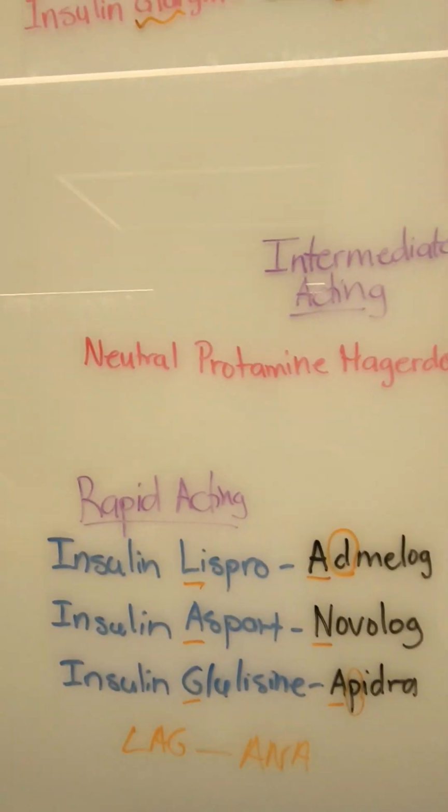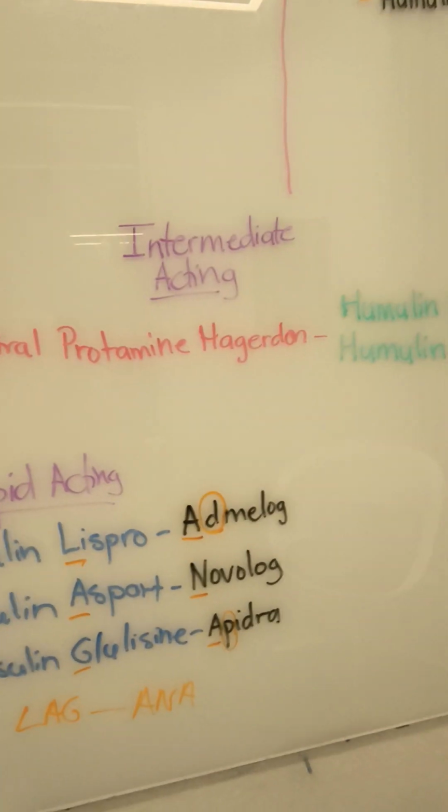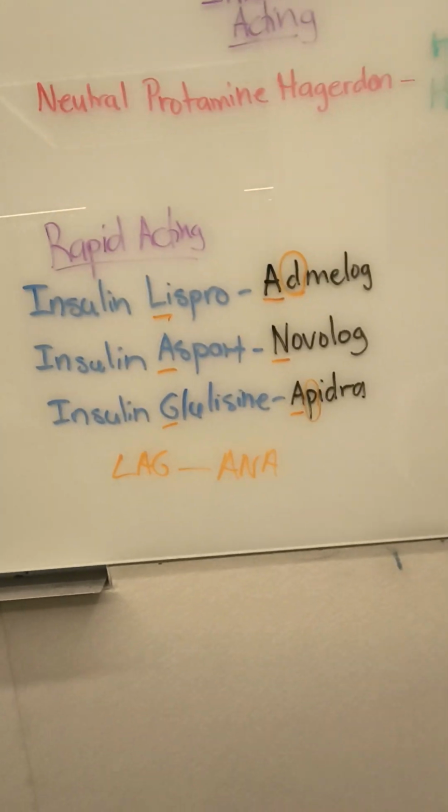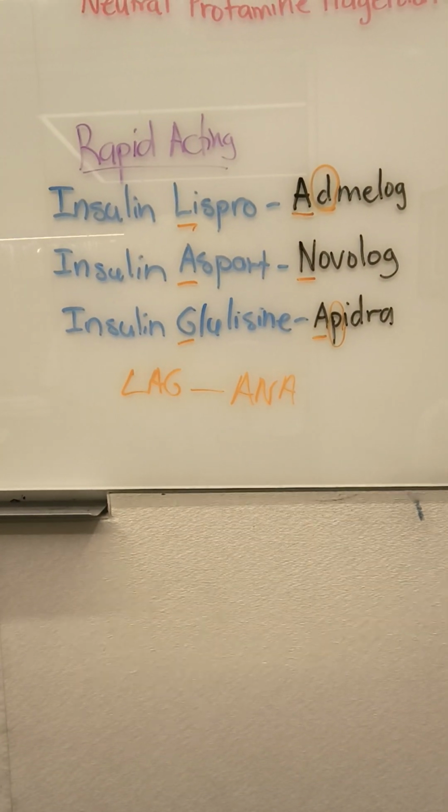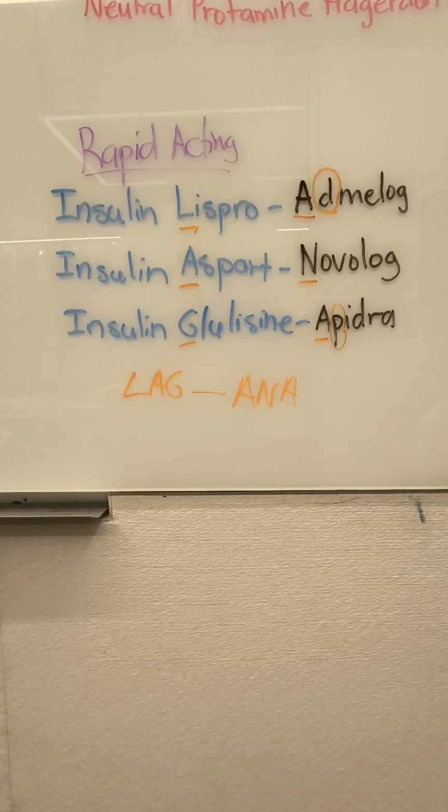Lastly, I have three rapid acting insulins. Insulin lispro is Admelog, insulin aspart is Novolog, and insulin glulisine is Apidra.